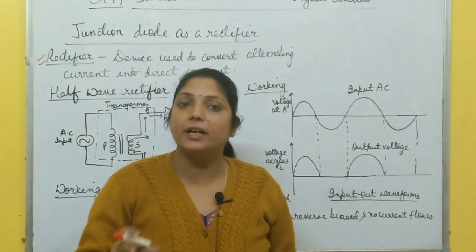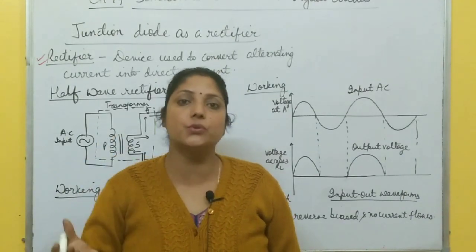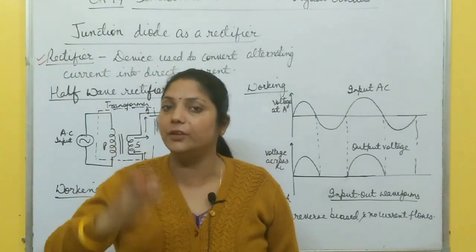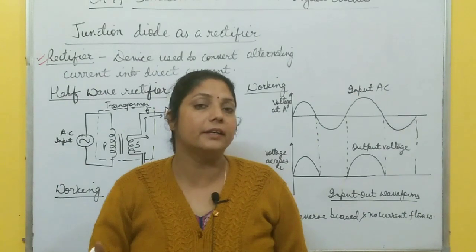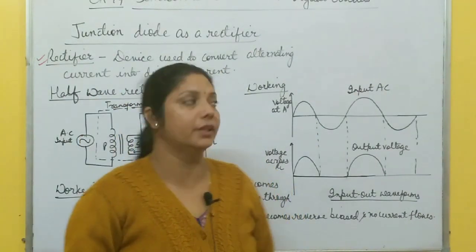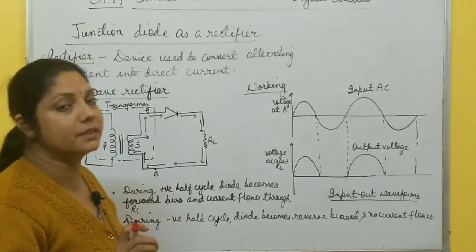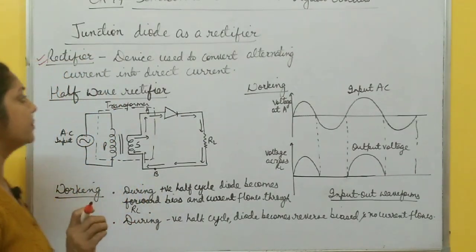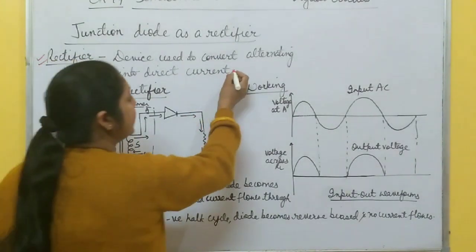Actually, a rectifier is a device which is used to convert alternating current into direct current. Alternating current means bidirectional current, converted into unidirectional current, and for that purpose a PN junction diode is used. What is the basic principle of this rectifier?